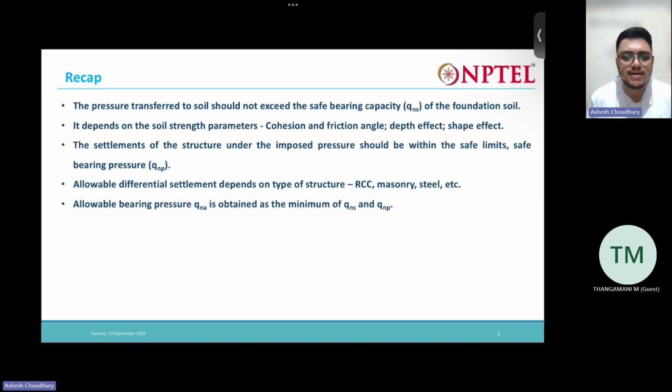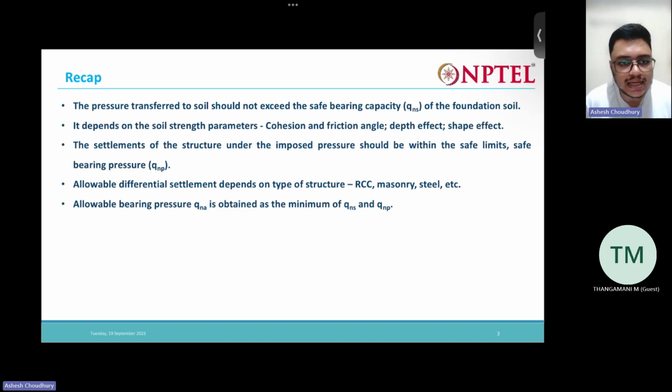Now, as I said, the pressure transferred to the soil should not exceed the safe bearing capacity of the foundation soil. Okay? This safe bearing capacity depends mainly on the soil strength parameters, that is the cohesion and friction angle. Other than the strength parameters, it depends on the depth effect and the shape effect. If we recall IS 6403, we have seen that the depth effects and shape effects were considered using depth factors and shape factors.